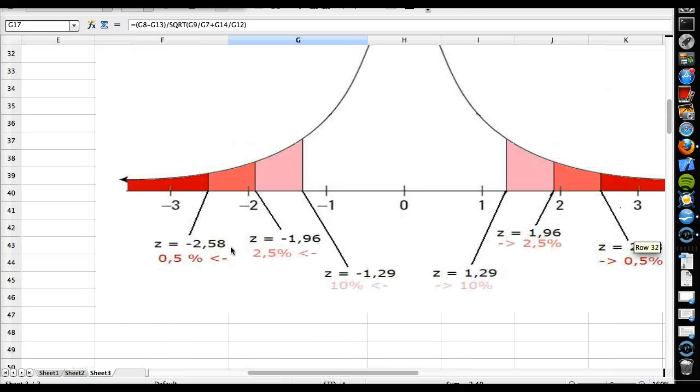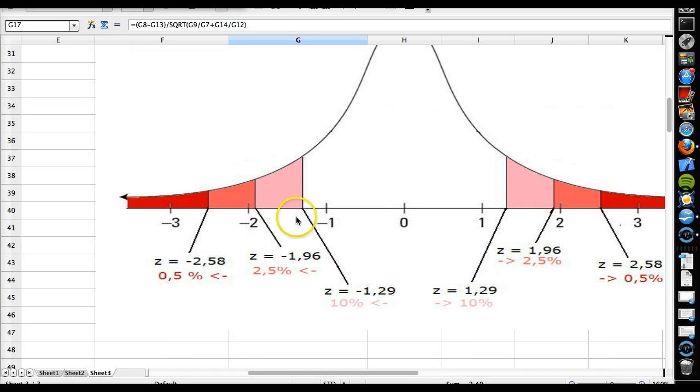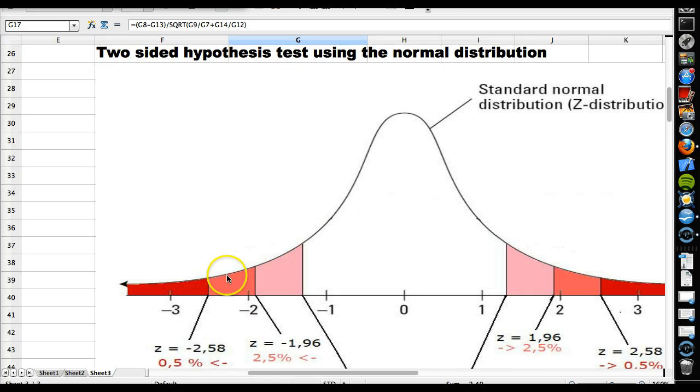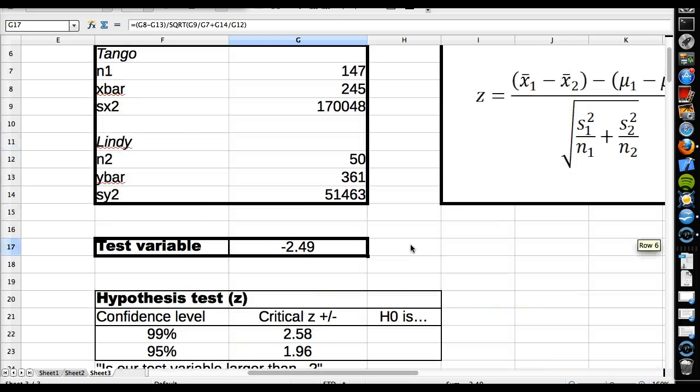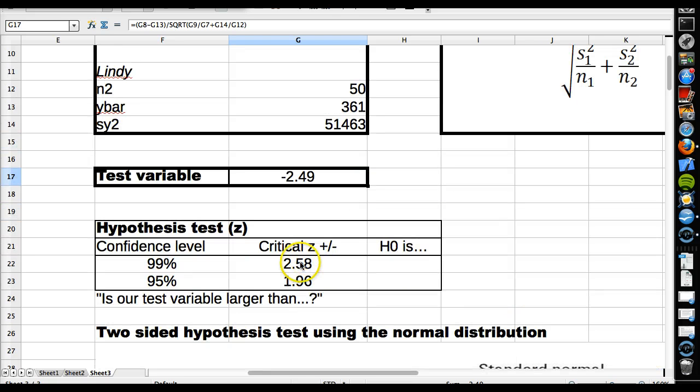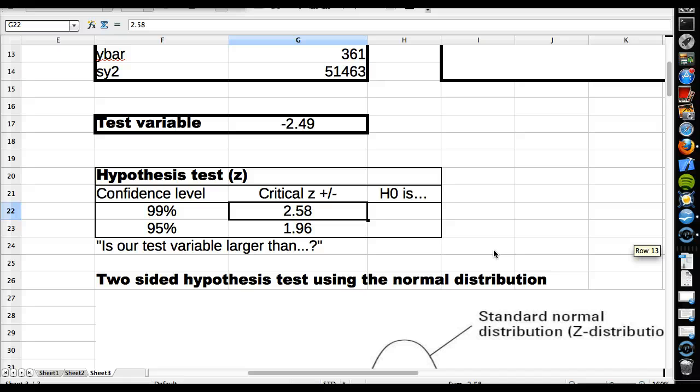In other words, is this number large enough, far away from 0, for us to be able to say that, well, it seems that it's pretty unlikely because it's out in a tail that this is just due to chance, so there is a real difference. We do this by calculating critical Z values, and you can look them up in tables. I've done this for us.